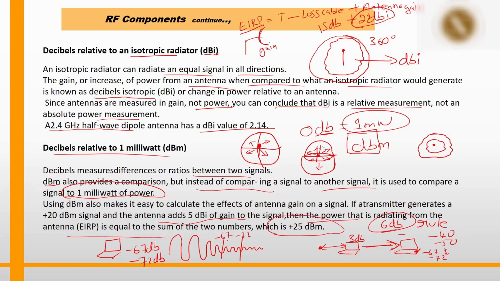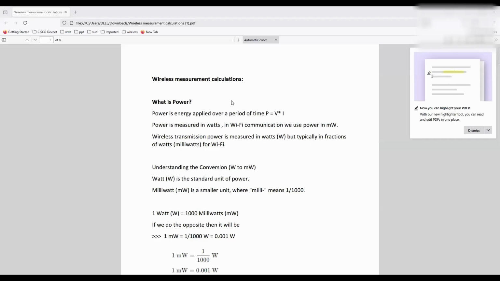Okay, let's get on to the other topic. This is the document that I shared yesterday. Let's walk through the document and try to understand the wireless measurements. So what is power? Power is energy applied over a period of time, right? Just remember the example I gave: when you push a door, for what time do you have to push? Maybe for 1 second you need to push, and this much energy is applied to it. That is what power is.